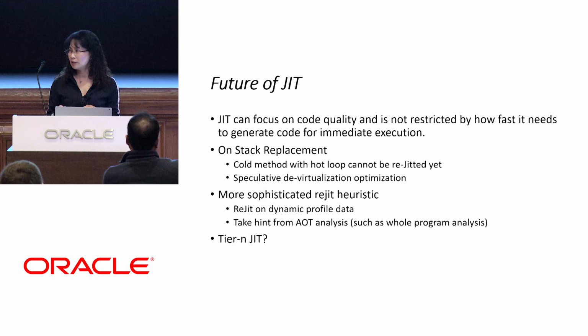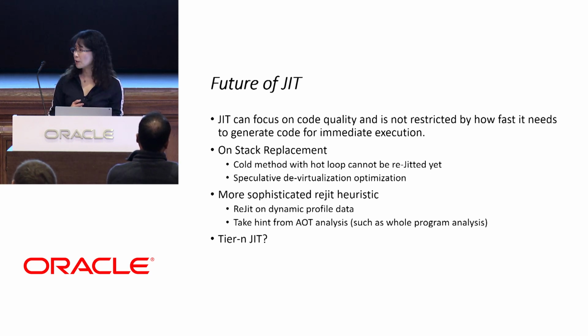Today, our tiering heuristic will say, if you see a method with a loop, maybe don't try to do quick JIT in case we get stuck. So we do some compromise. On-stack replacement will also enable our JIT to do speculative devirtualization optimization, so that later on, if that is no longer true, we can go back and fall back to, let's say, CoreGen.